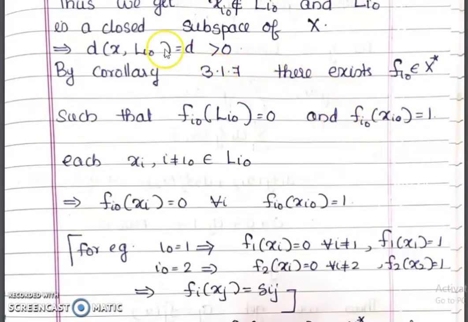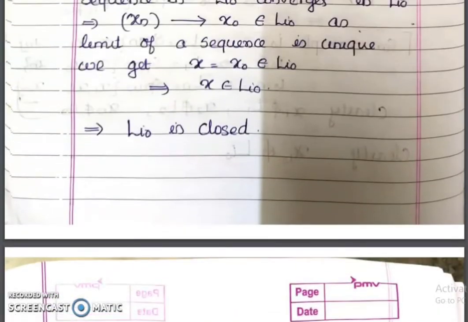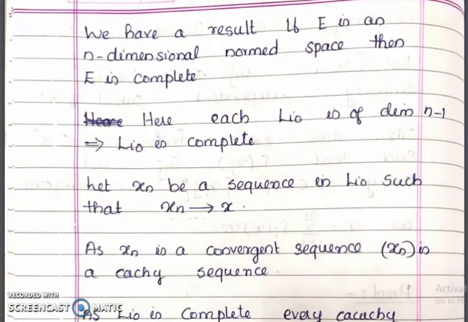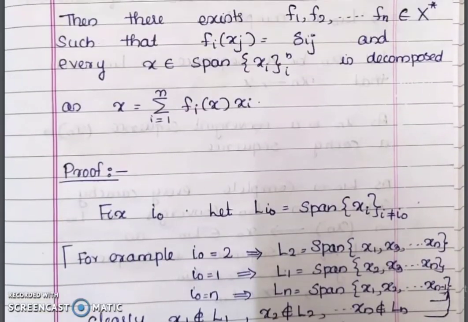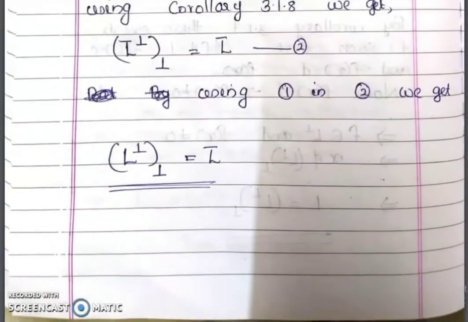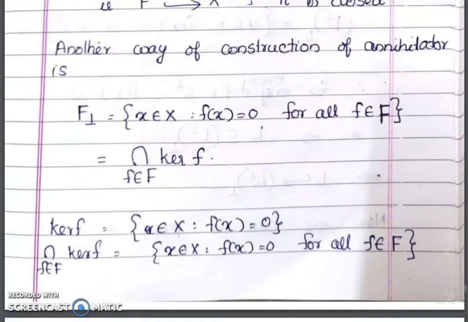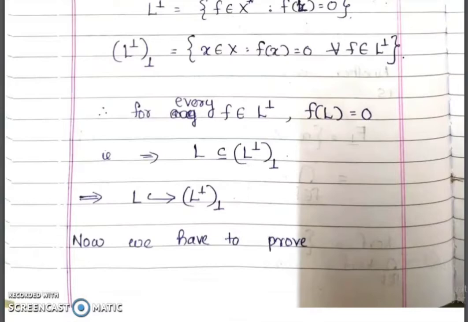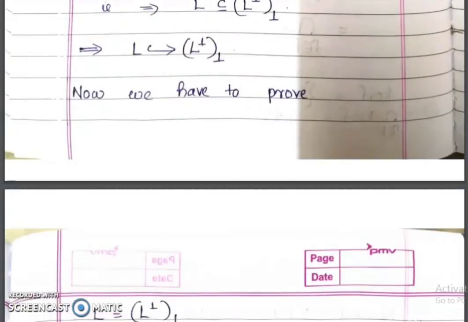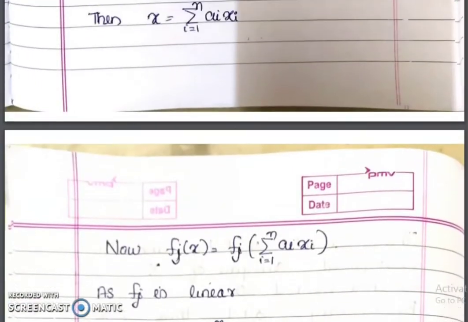3.1.7 we get there exists a... sorry. I think I missed that page. Let me check.